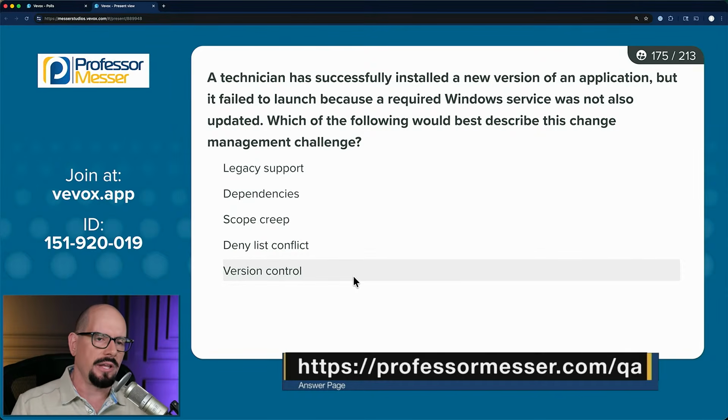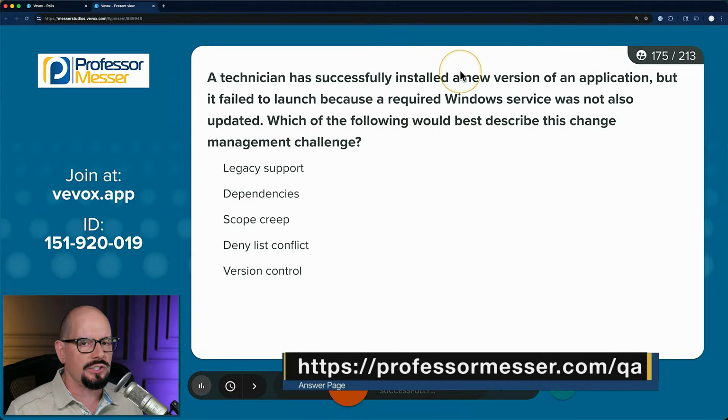Let's look at this question, though. A technician has successfully installed a new version of an application, but it failed to launch because a required Windows service was not also updated.